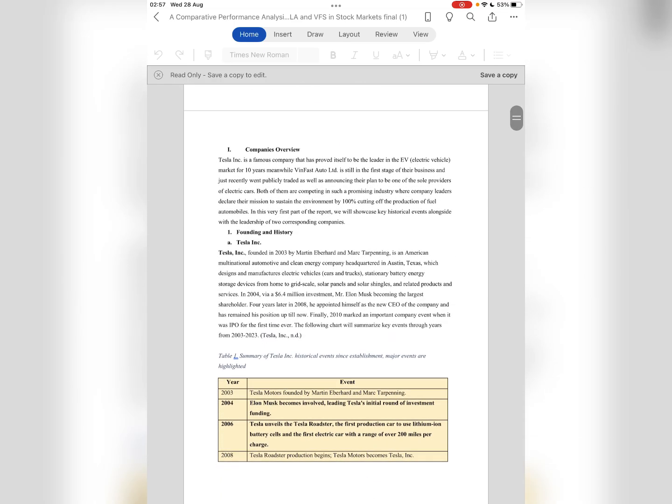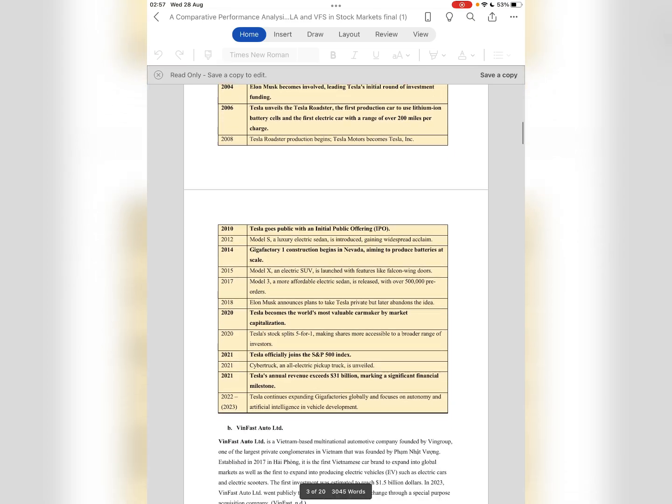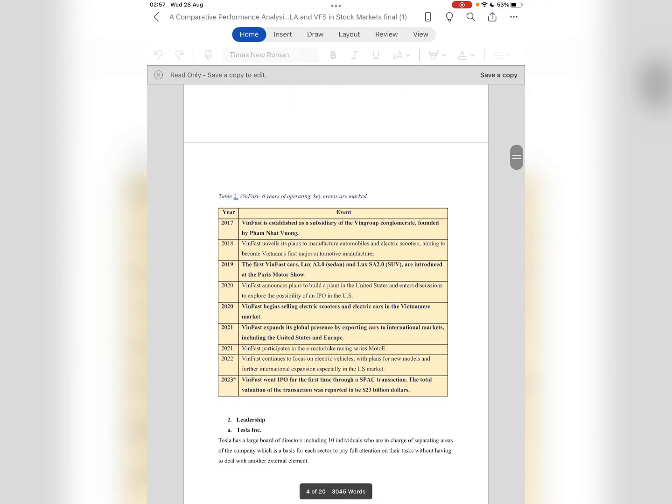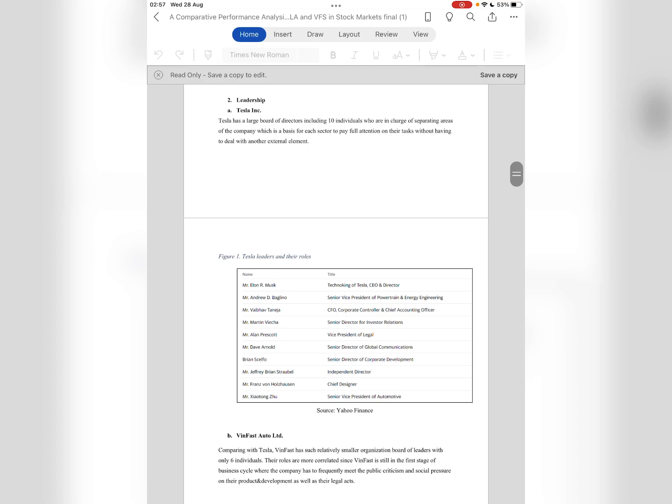And in part 1, we have the company's overview. We quickly walk through the founding and the history. Then I make a table to highlight all the key milestones and events. The second part of part 1 is the leadership. I examine the executive team, take a look at the title.